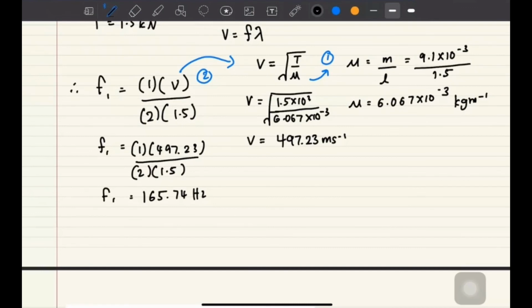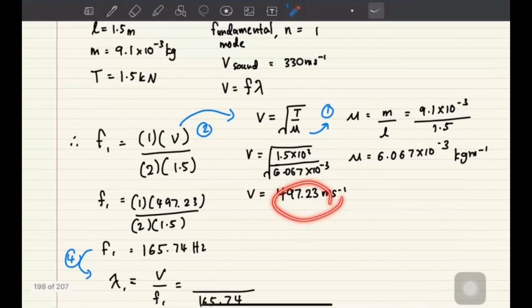Sorry, not V but lambda. From the formula up here, lambda is equal to V over F. If I use this one as my F1, then I will get lambda 1, but you don't need to care about the subscript for this one. Now, which value of V should I use? Should I use the speed of the string from earlier, or should I use 330? Both are V. Okay, what value of V do you want to put in? 330, right?